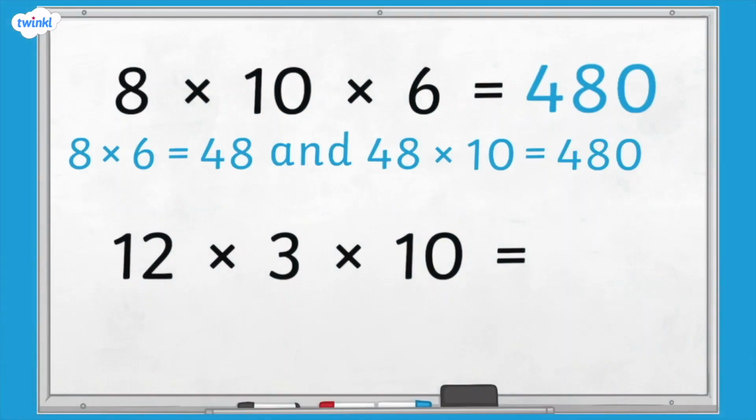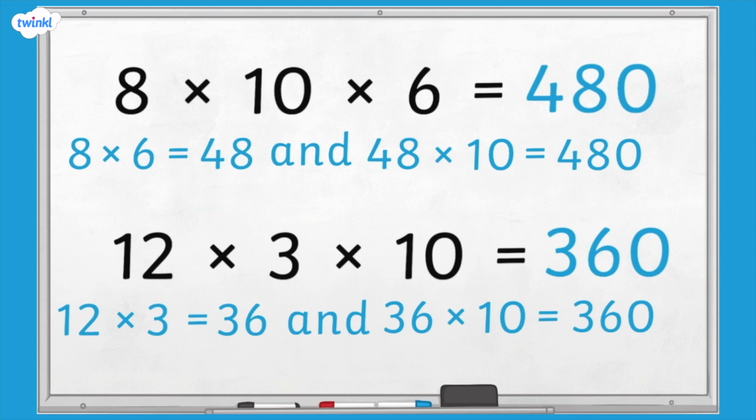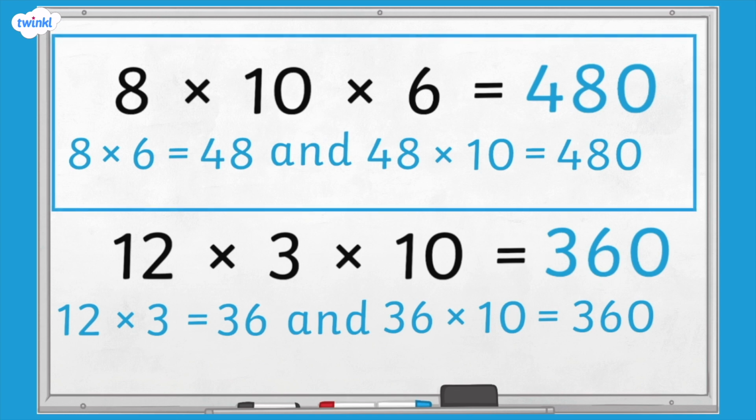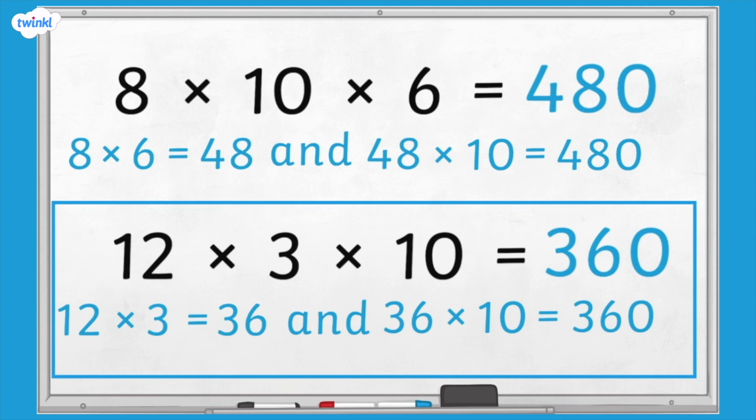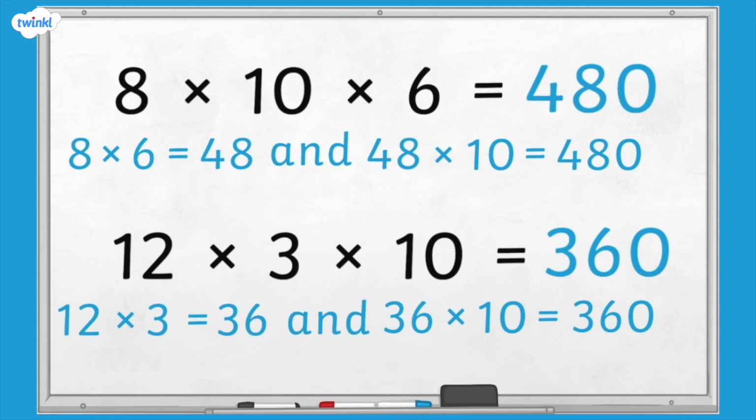By calculating them this way, you only need to use your known multiplication facts and then place value knowledge to multiply by 10. If you calculated them in a different order, it doesn't matter because the answers will still be the same. 8 times 10 times 6 equals 480, and 12 times 3 times 10 equals 360. I hope this helped you understand how to multiply 3 numbers.